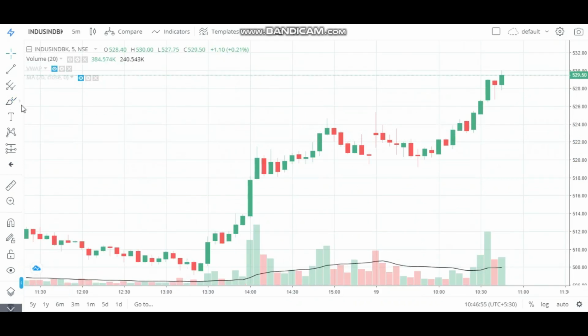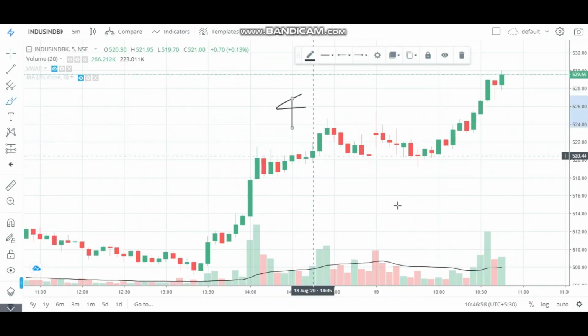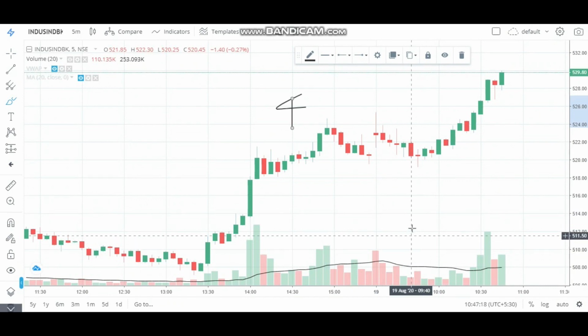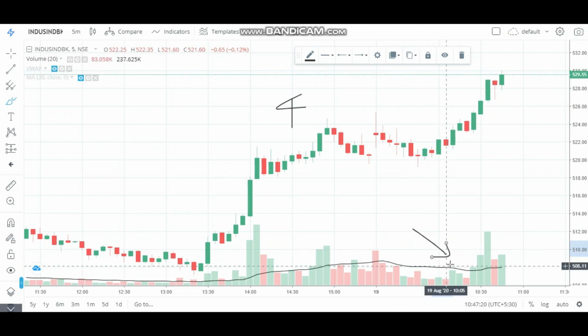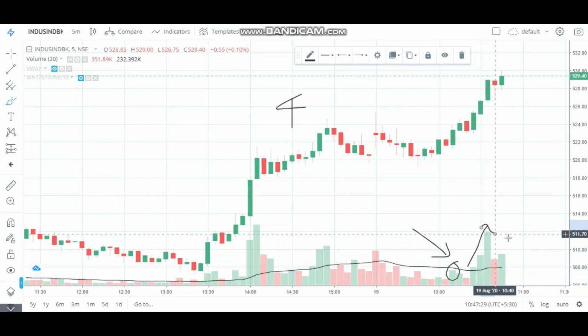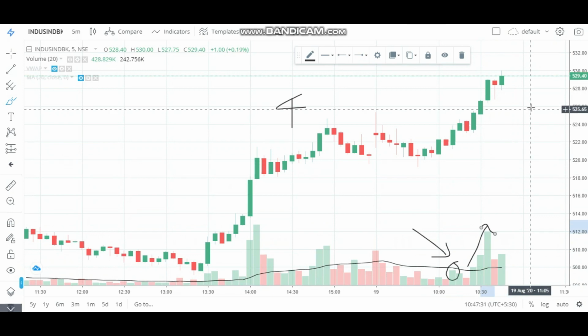So the fourth reason for taking trade is the volume. I always like to see volumes, whether they are going in my direction or not. So we can see here they just started to form higher volumes in buying direction, means buyers were getting into this trade. So it helped us to reach our target much faster.